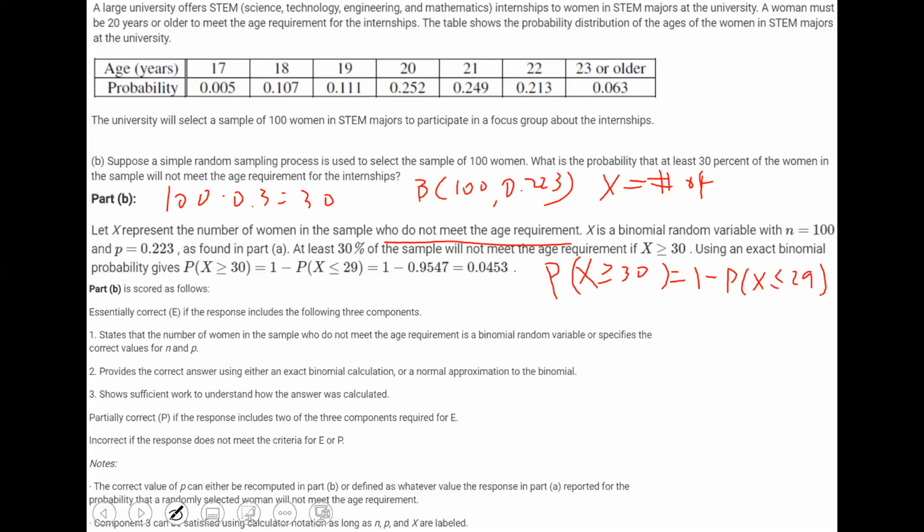Continuous values are only for normal distribution, but binomial distribution is a discrete variable. And when you do this and use binom CDF, you get 1 minus 0.9547. So it becomes 4.53%.